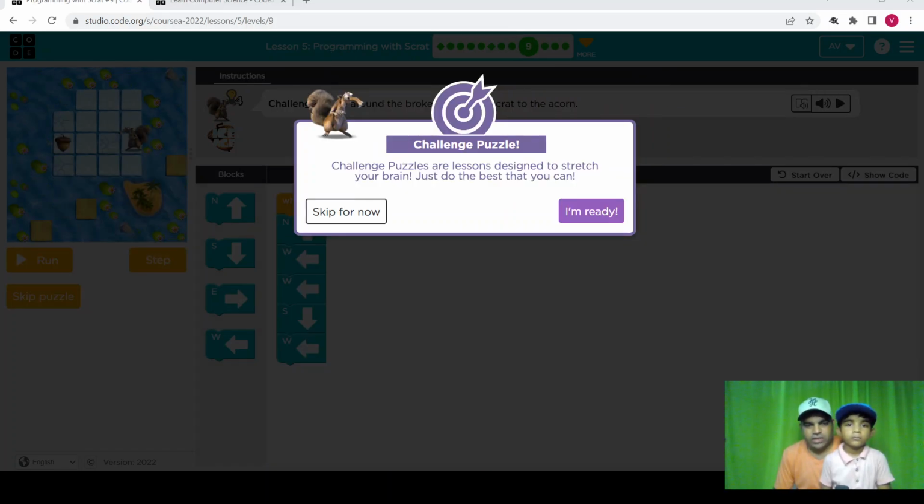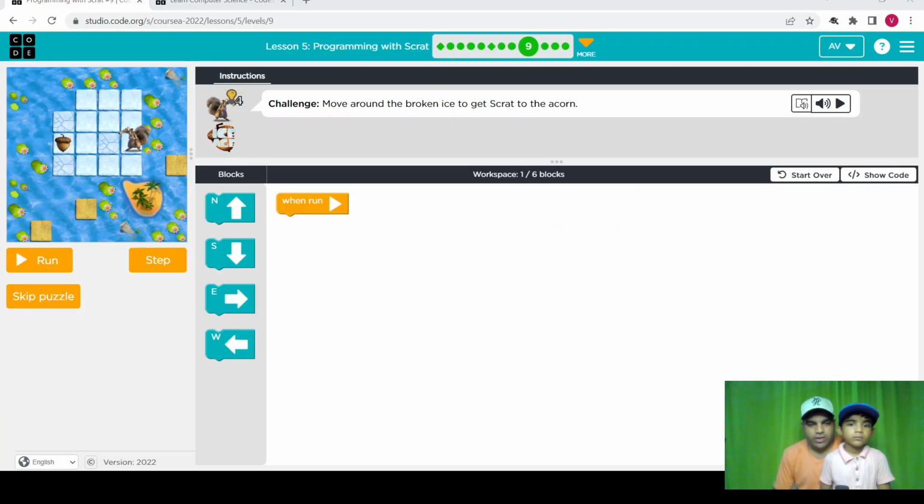So there is a challenge puzzle. We need to solve that challenge. So let's see what's there in the challenge. So we are ready to solve the challenge. Okay, so in this challenge puzzle, we need to help Scrat reach the acorn. There is some broken ice, so we need to avoid that, and we need to help Scrat reach the acorn.